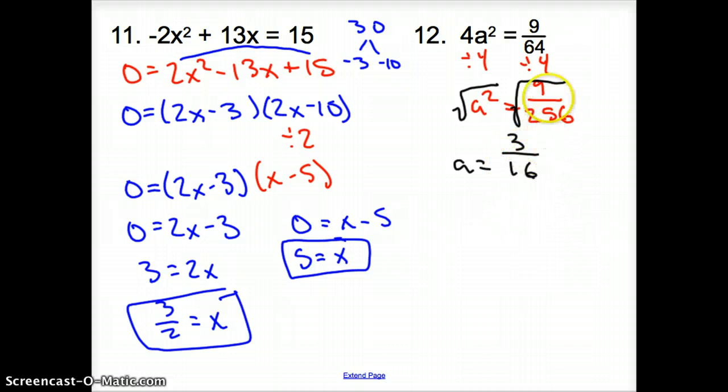Now please remember, when you square root something, you have a positive and a negative answer, because negative 3/16 times negative 3/16 is a positive 9/256, and the same thing with positives, so we have two answers, a equals 3/16 and a negative 3/16.